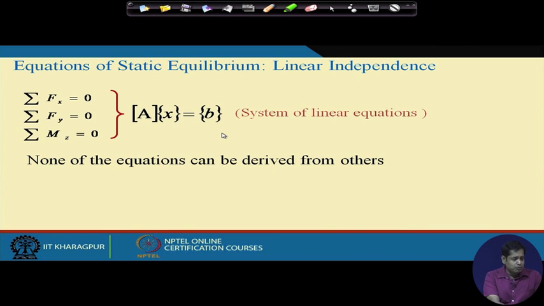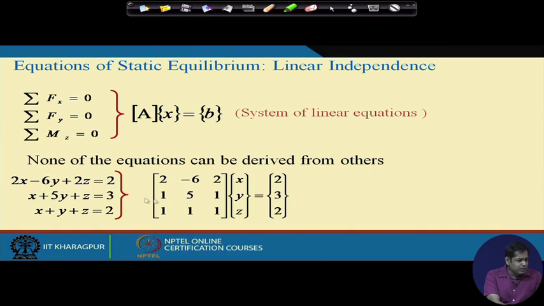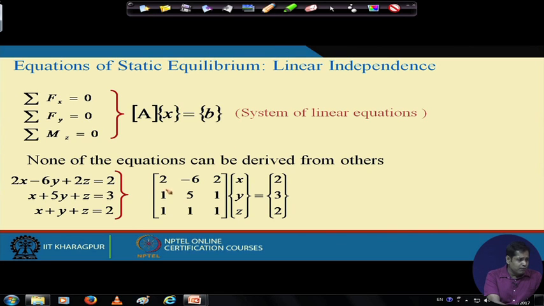Just for a better understanding, let us look at an example. Let's have three equations and three variables x, y, z, and suppose you obtain these equations from equilibrium. This system can be represented in matrix form like this. If you look at these equations closely, they are not linearly independent, because the third equation can be derived from the other two. For instance, if you take this equation and add two times this other equation, you get the third equation. So these equations are not linearly independent.